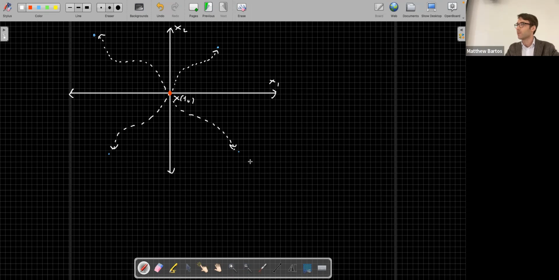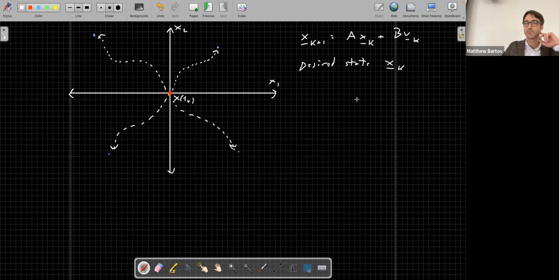Let's look at the discrete time case first, because it's a bit easier to think about. And let's think about how we can find an input that will take us from the origin to any position in the state space. So we have that our system in discrete time is described by the difference equation x at time k plus 1 is equal to A times xk plus B times uk. And let's say that we have some desired final state. We'll just call it xk. Okay, so it's some desired x at time k.